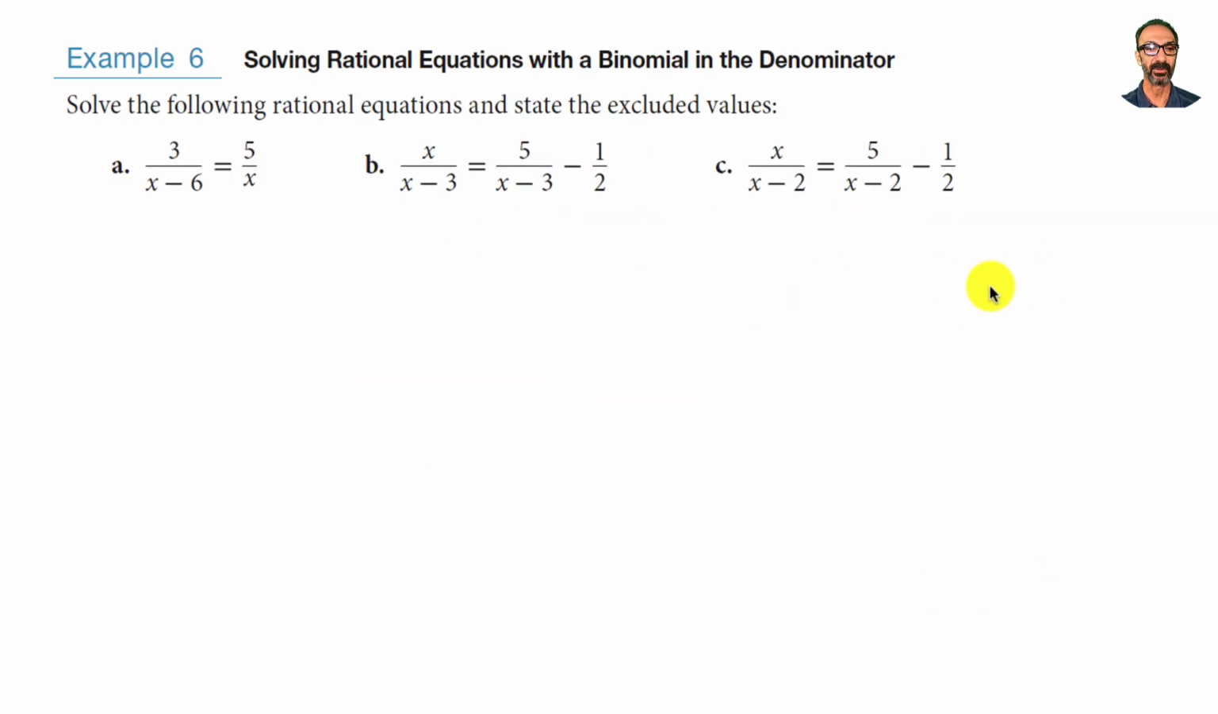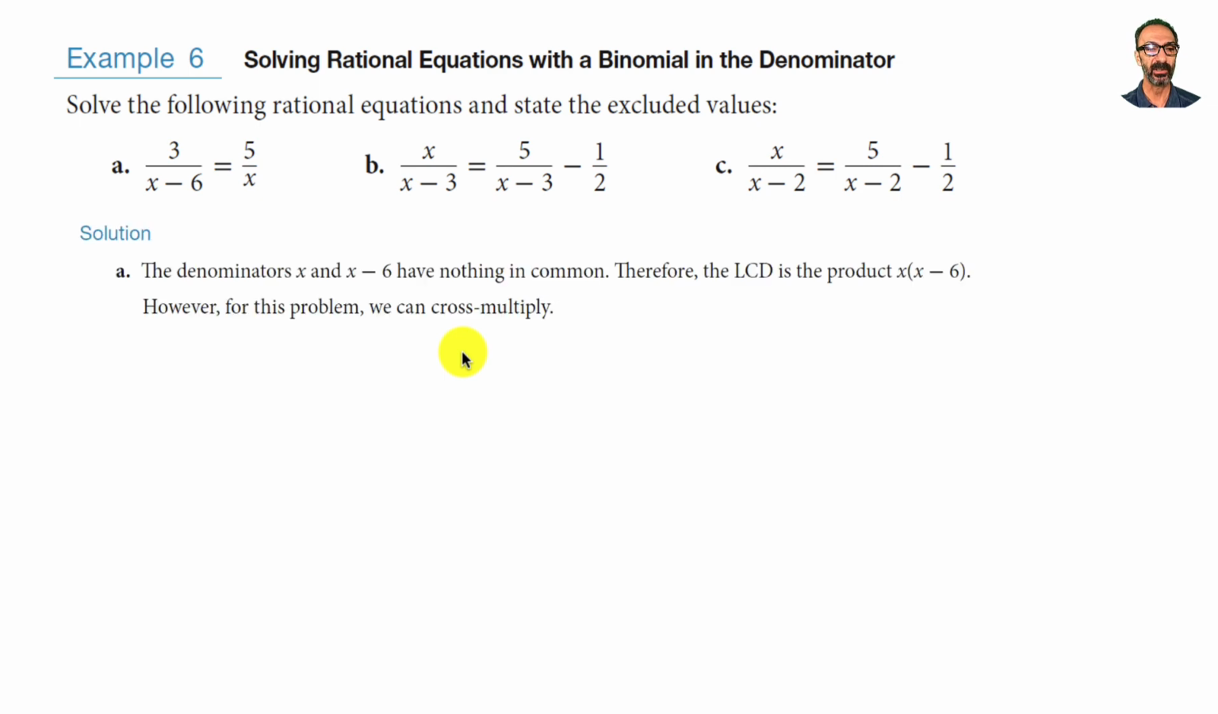Here are 3 problems of rational equations with a different approach, at least for the first one, and more practice. Let's take care of the first one. The denominators in the first one, x and x minus 6, have nothing in common.